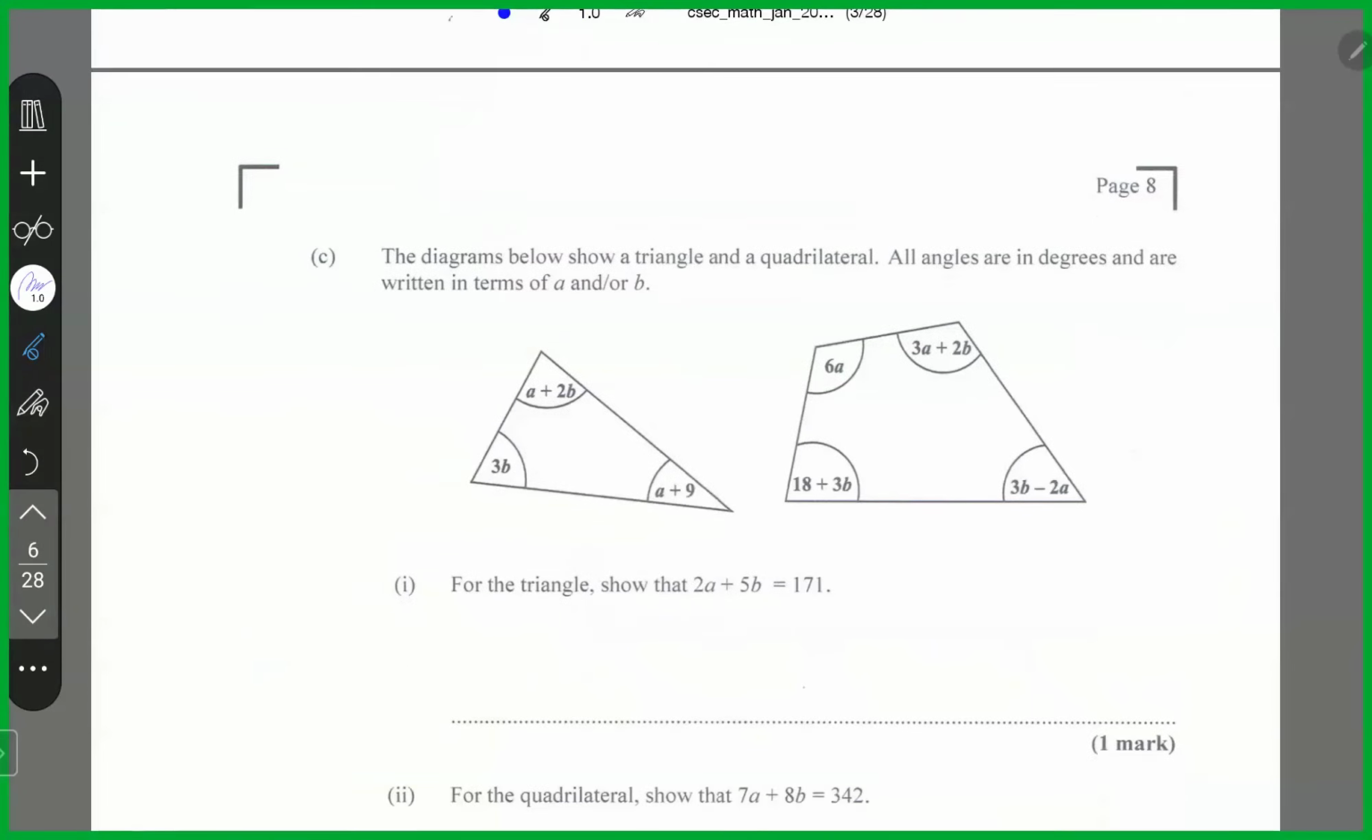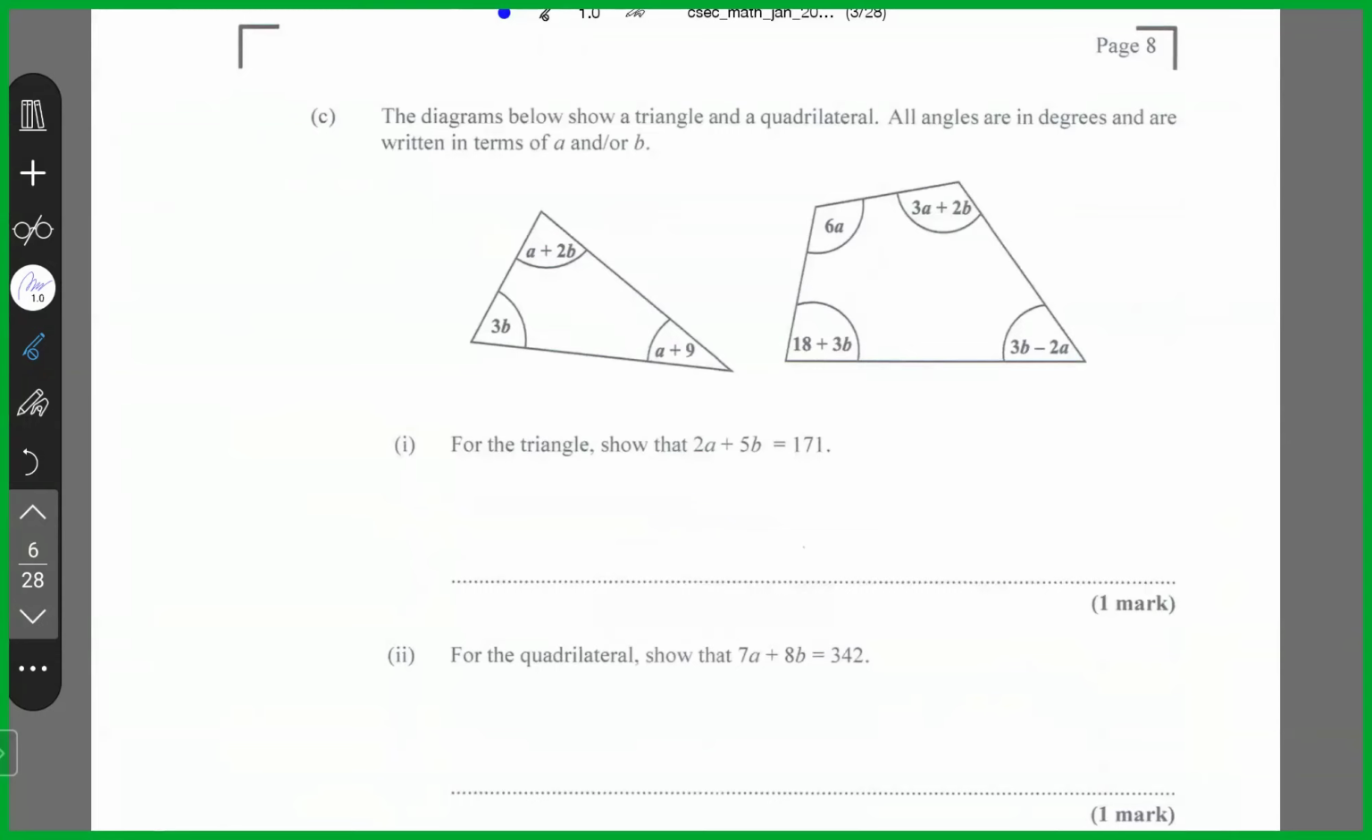Continuing, C says, the diagram below shows a triangle and a quadrilateral. All angles are in degrees and are written in terms of A and B. For the triangle, 2A plus 5B is equal to 171.